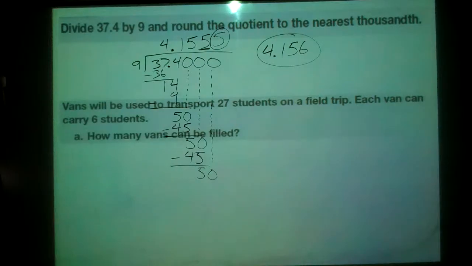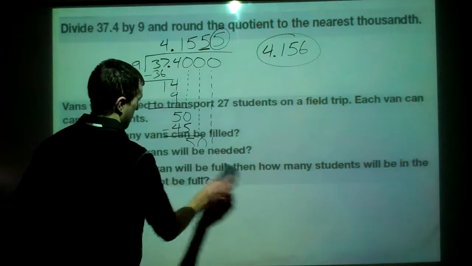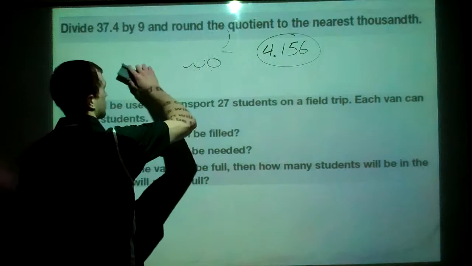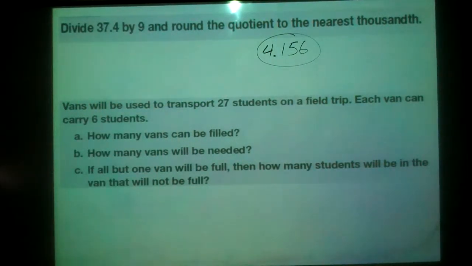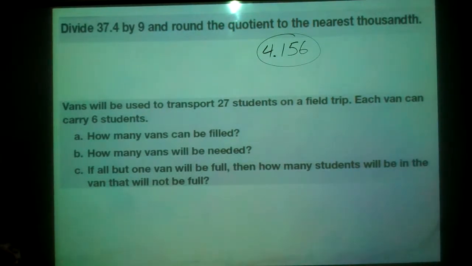And I believe we got one more here. So I'll erase this. And now we're going to see how all of this applies to a real life situation. I'm going to check my time quick. We're doing okay. Alright, so it says vans will be used to transport 27 students on a field trip. Each van can carry 6 students. How many vans can be filled? How many vans will be needed? And if all but one van will be full, how many students will be in that van that will not be full? Okay, so we need to start with A here.